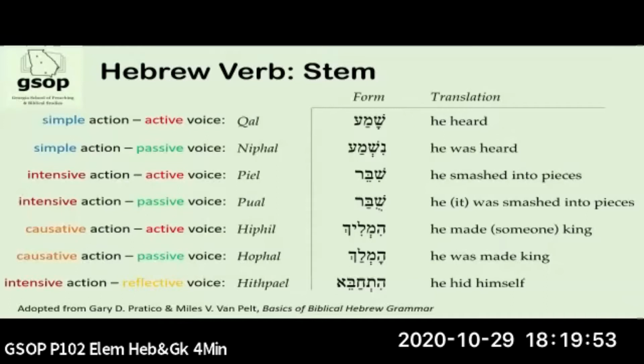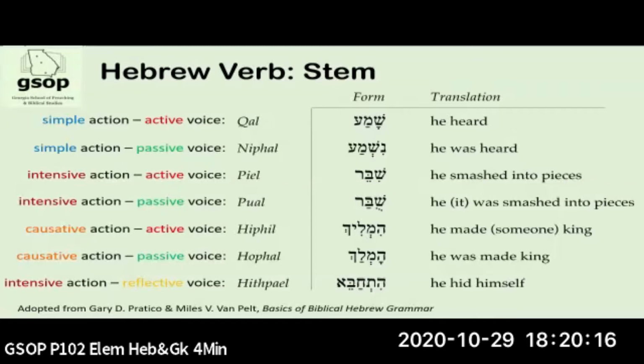And a causative action for the hifil, he made him or her or him to be king. So it would be an active voice. He made someone king. But it's causative. He caused someone to become king. In the hofal, here we have he was made king. We'll go back to the hifil.